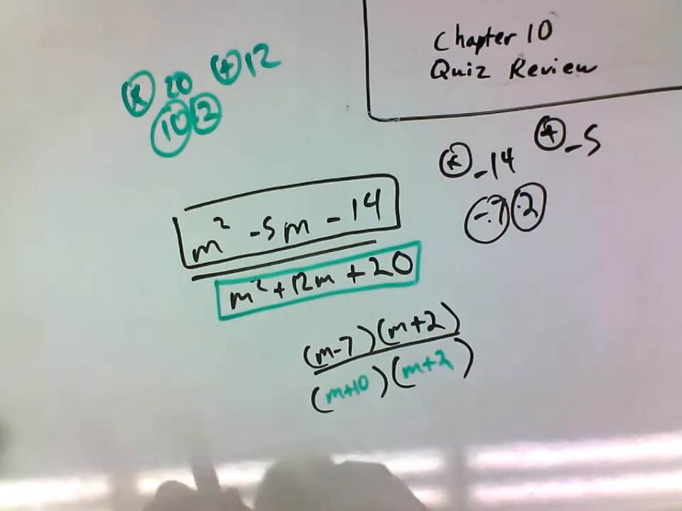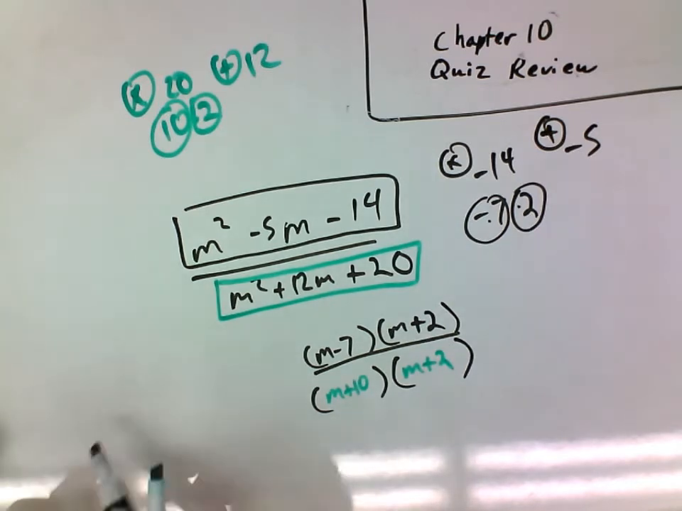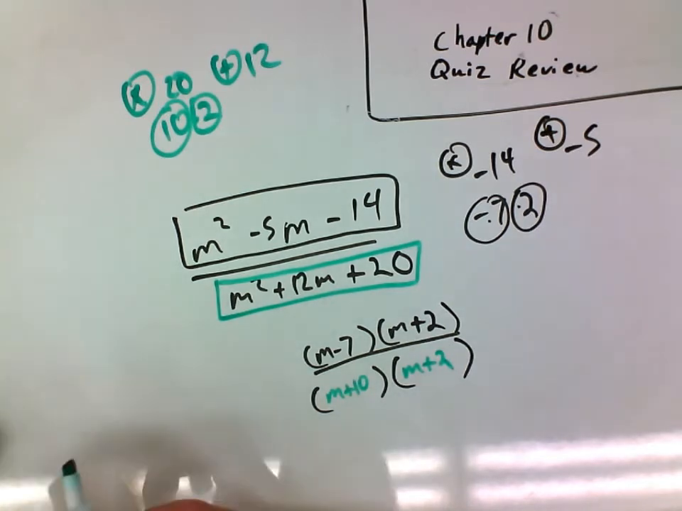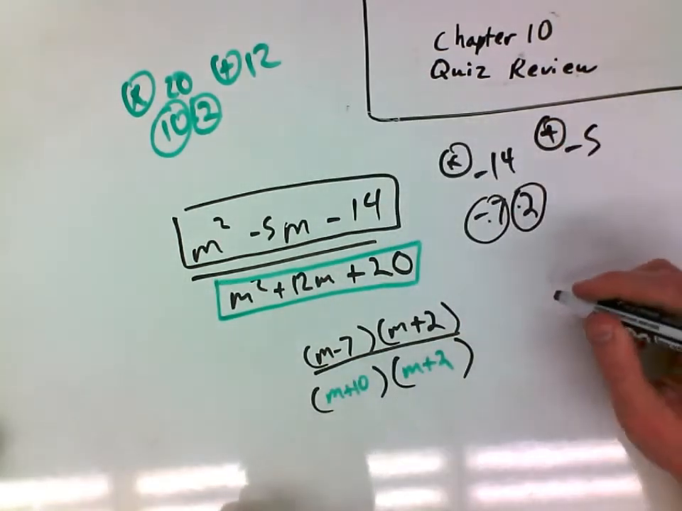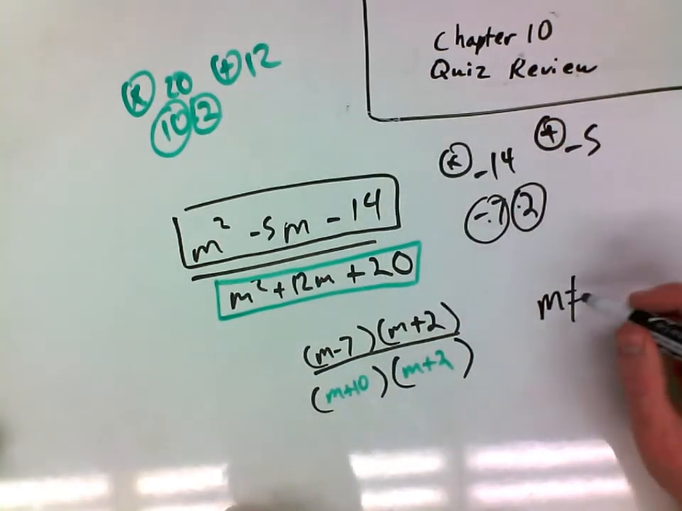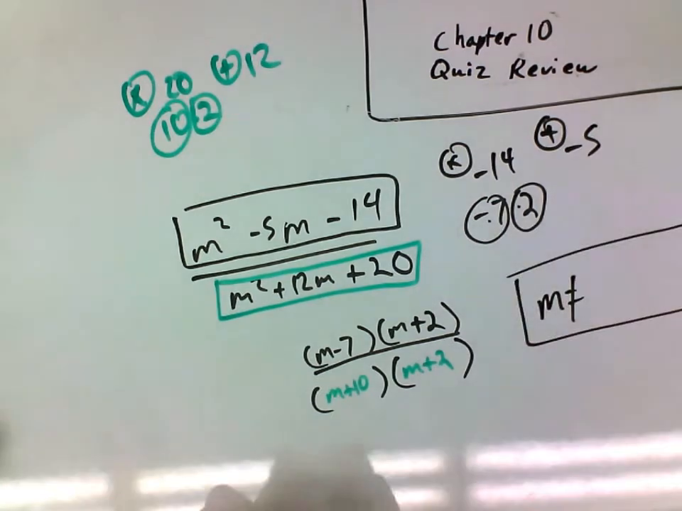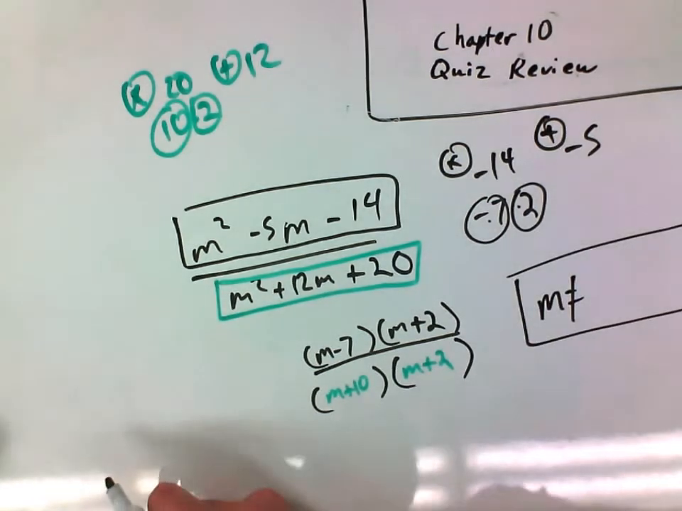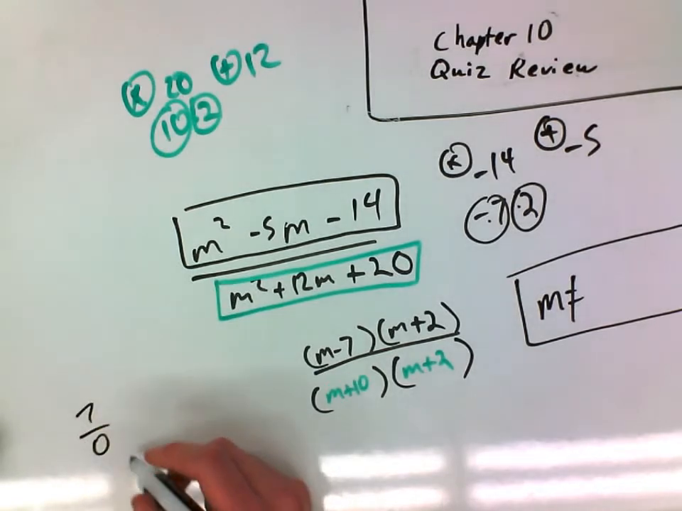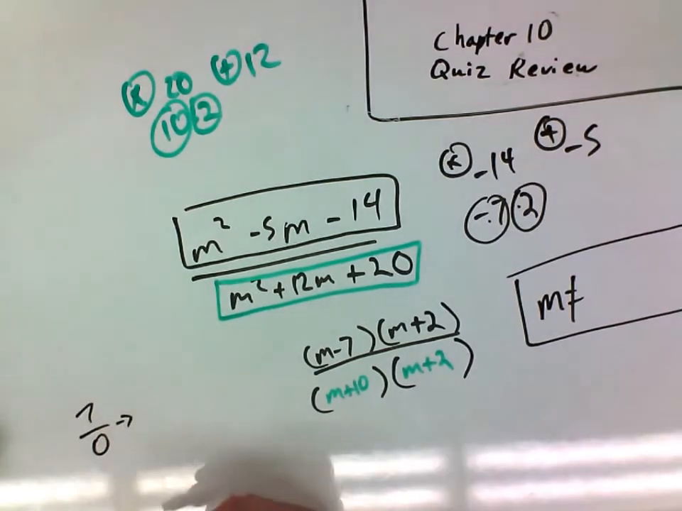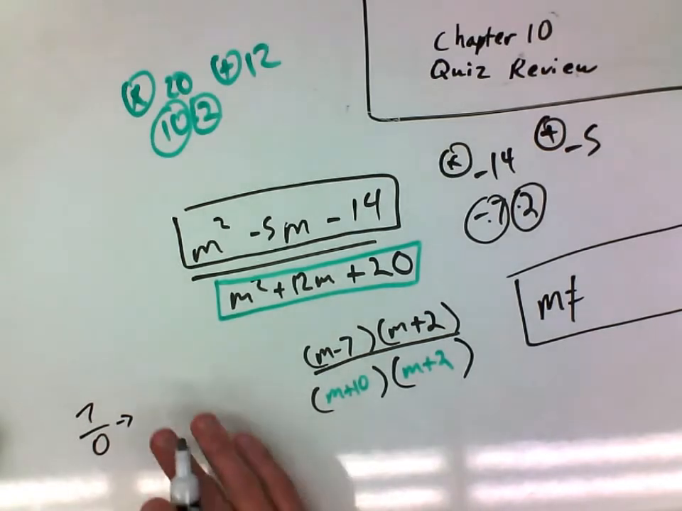Okay. So the first part of this problem says we need to find the excluded values. So the things that m can't be. So m cannot equal these numbers. And the whole issue is we can never divide by 0. Like 7 divided by 0, try that on your calculator. You should get an error or undefined or something like that.